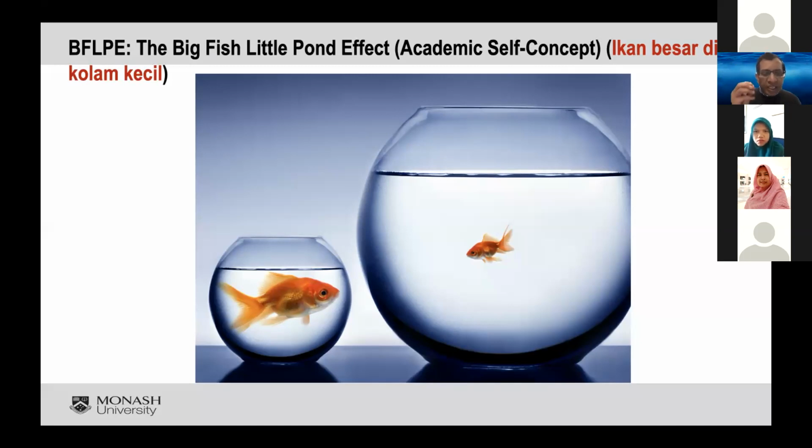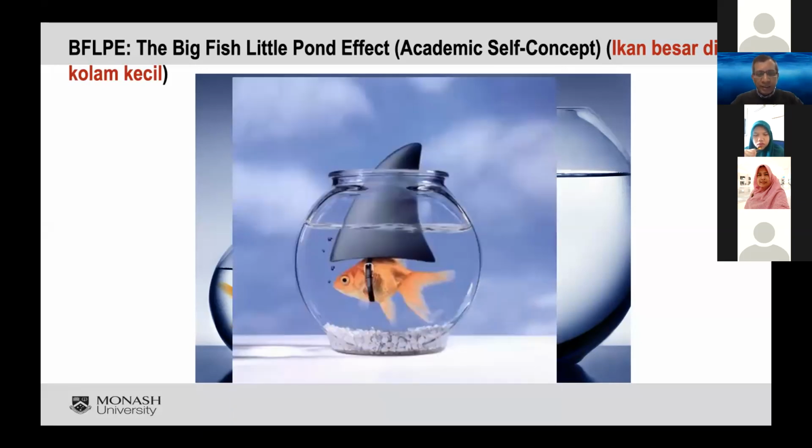So in terms of EFL classes, what does it mean? Big fish, little pond effect. In a group, if you have 3 poor students and 1 very good student, who will benefit from it? The good student will benefit from it. Big fish, little pond effect. Because the big fish, the good student will think it is a shark. It's bigger than it actually is. What about the poor student?